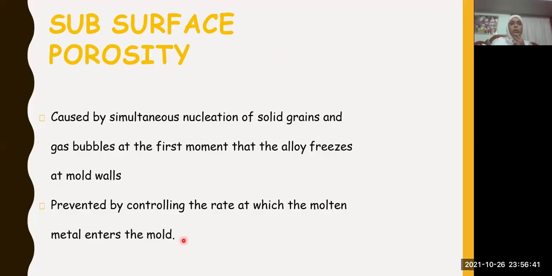Then you have subsurface porosity, which is caused by simultaneous nucleation of the solid grains and gas bubbles at the first moment that the alloy freezes at the mold wall. As the alloy starts freezing at the mold walls, you have nucleation of the grains and gas bubbles. All this can result in a porosity which is called subsurface porosity. So what you have to do is control the rate at which the molten metal is entering the mold. That could to some extent prevent the subsurface porosity.